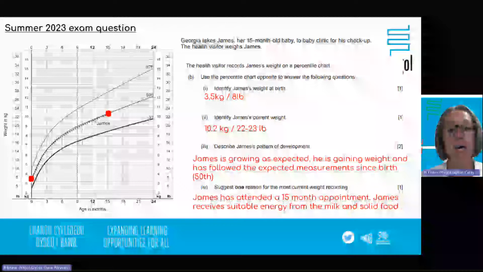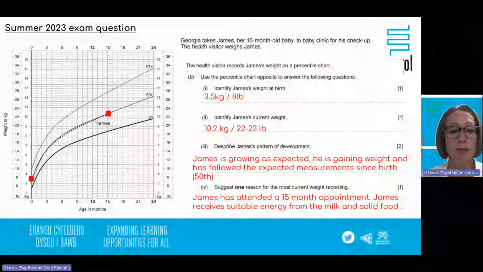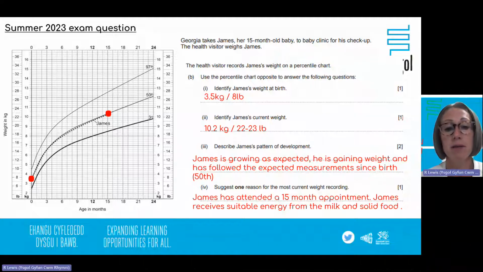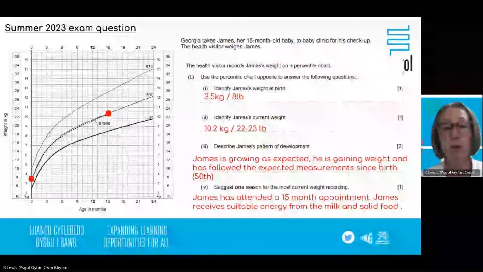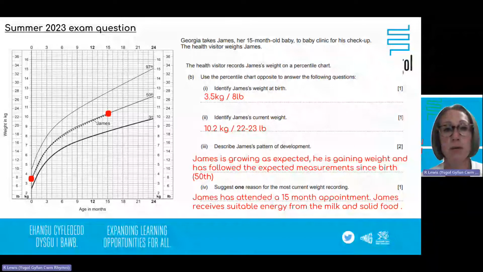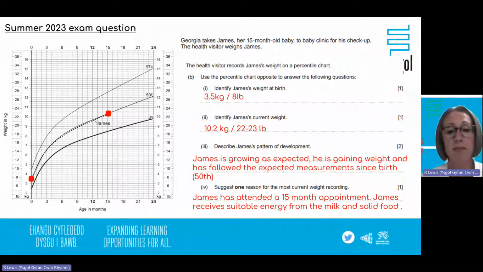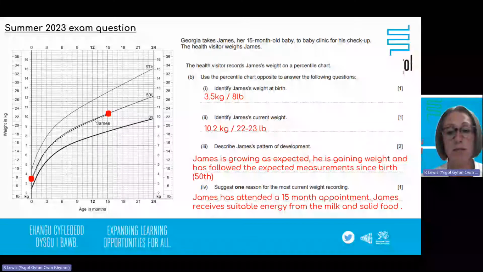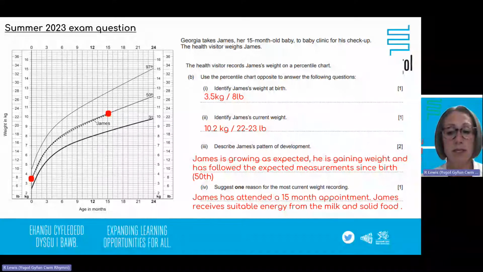Suggest one reason for the current weight recording. So the current weight recording would happen because he's attended a 15-month appointment, and this is where he will get weighed. To this question, you could also put down that at 15 months he should be going to his health visitor to make sure that he is growing as we would like.